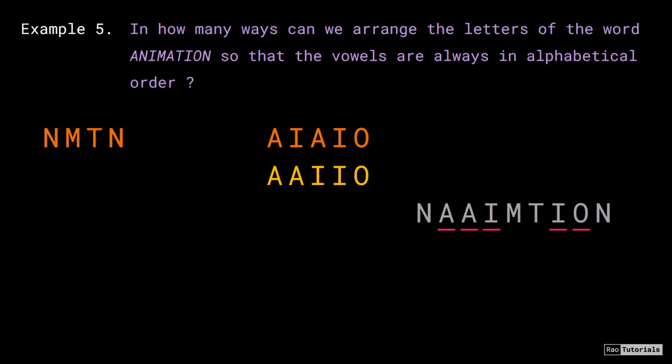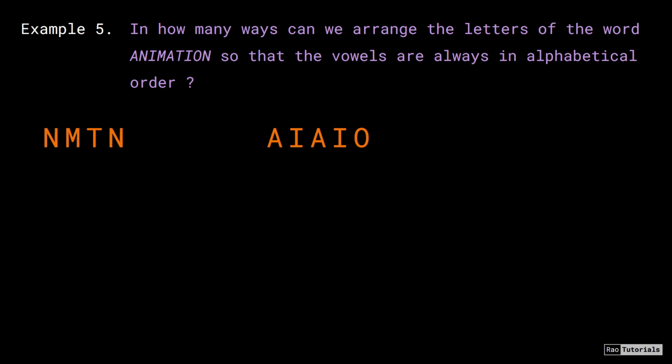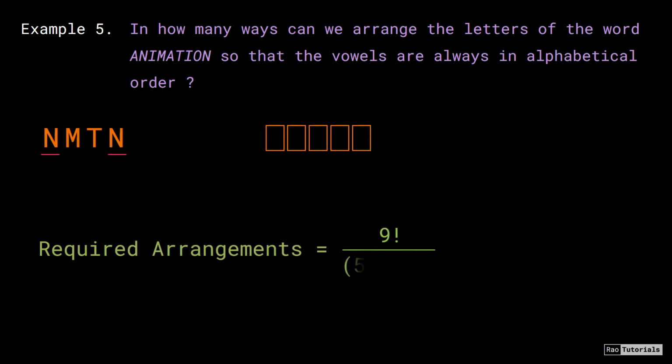I encourage you to go through the entire thought process yourself and solve this problem just like the previous one. But now I will be using the rule that these things which are to be in some given order must be considered identical. In this case, since the vowels have to be in alphabetical order, let us consider them identical by replacing them with identical blanks. Now we have 9 things to arrange, of which 5 blanks are identical and 2 N's are identical. So the total number of required arrangements is 9 factorial by 5 factorial times 2 factorial.